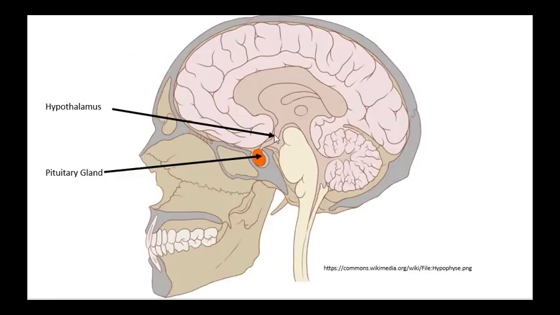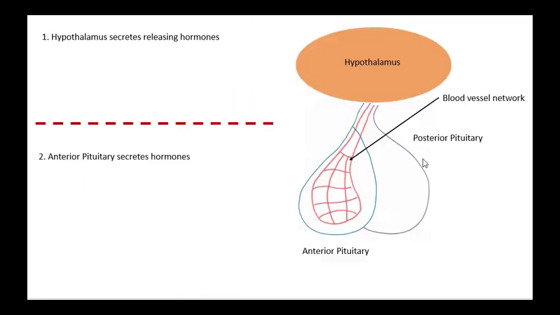Let's start with the hypothalamus and pituitary gland. Remember where the pituitary gland is located. It's located in the sphenoid bone. It sits in that sella turcica of the sphenoid bone and connects to the hypothalamus via a stalk called the infundibulum. So the pituitary is broken up into two portions. There's an anterior pituitary and a posterior pituitary, and they both have different connections to the hypothalamus.